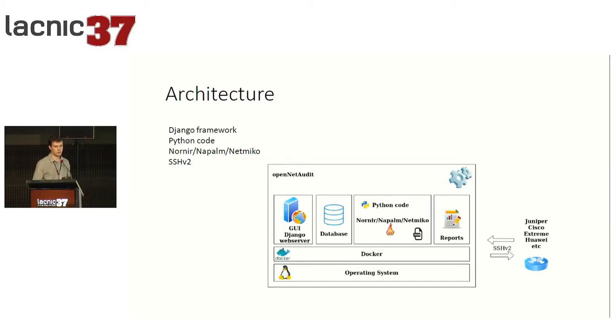We use a lot of Python in this project, so we use the Django framework, a lot of scripts to parse the configurations and facts from the routers and switches. We used some open libraries like Nornir, Napalm, Netmiko. Nornir was a big improvement because we could collect information from devices in parallel, so the performance of the system is improved with this parallel work.